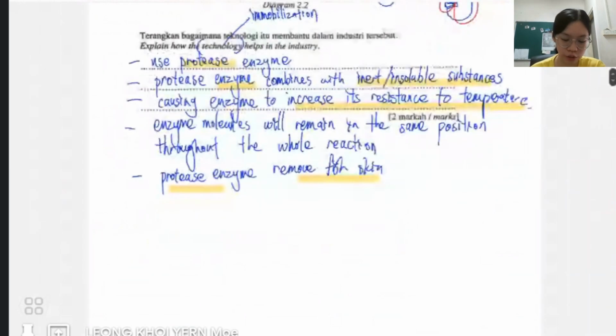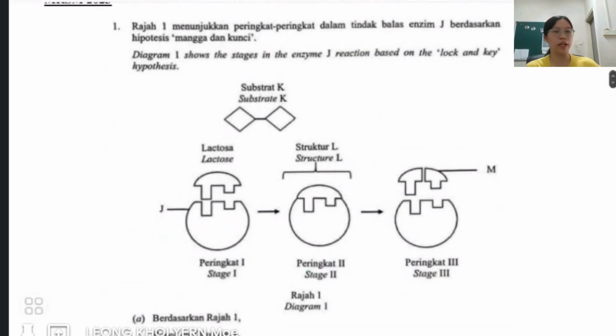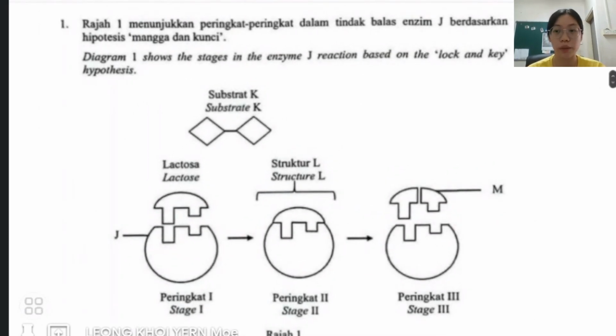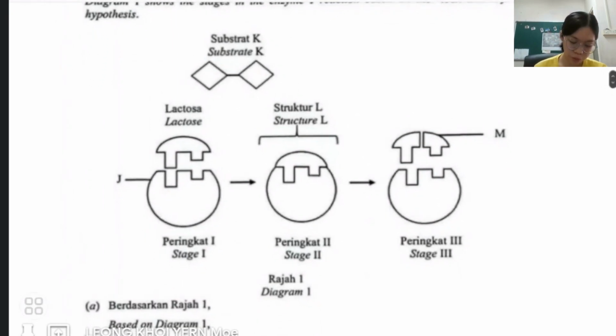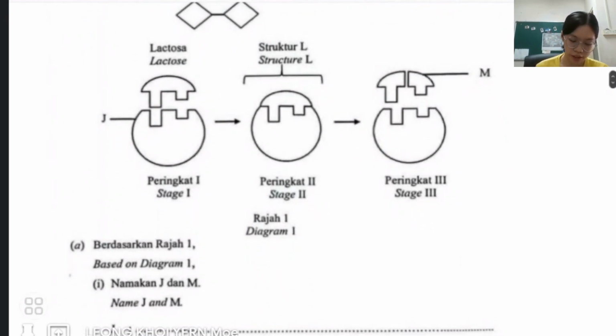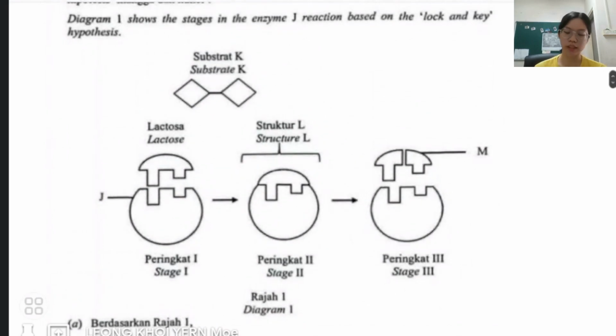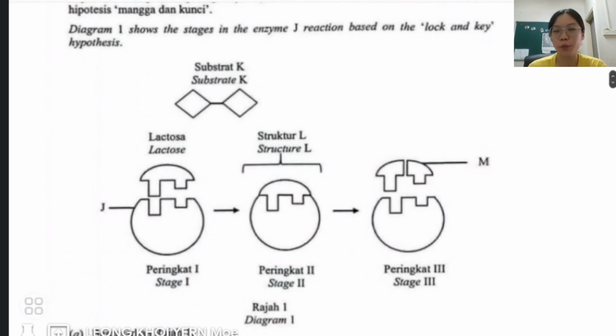Okay, now let's continue to the next question. So it's from the MRSM paper. It shows the stages in enzyme J reaction based on the lock and key hypothesis. So based on diagram 1, name J and M. So J is basically an enzyme, but you have to be specific what type of enzyme that is. And M is the product, but what is the product specifically? Because in biology, they need it to be specific since they already gave you a substrate, which is lactose.